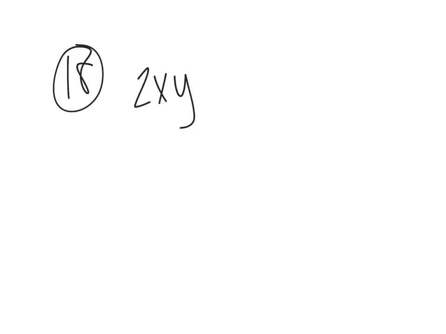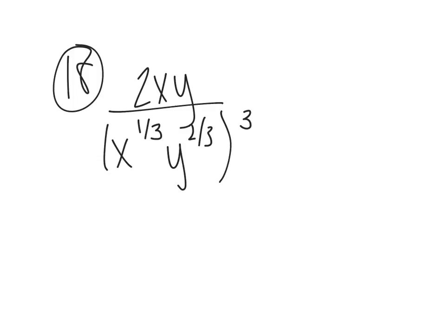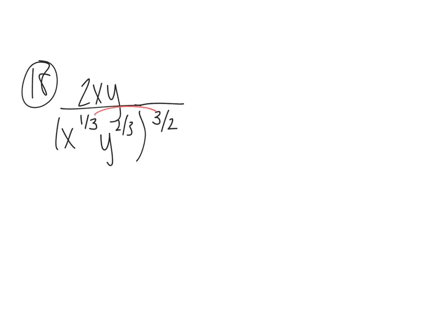So 18 says 2xy over x to the 1/3, y to the 2/3, to the 3/2 power. When you have an exponent raised to other exponents, what do you do with those exponents? You multiply them. So I need to distribute 3/2 to 1/3. My numerator is not going to change. That is still 2xy.